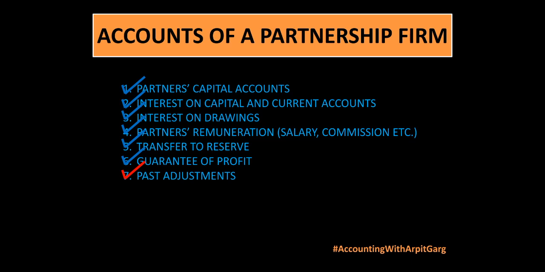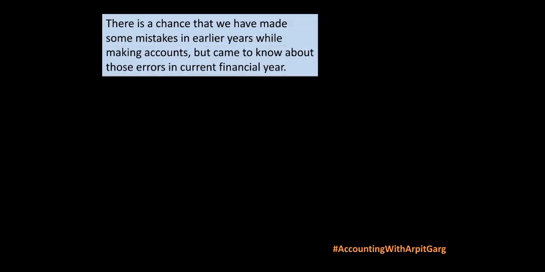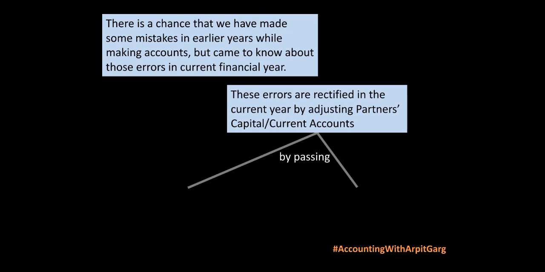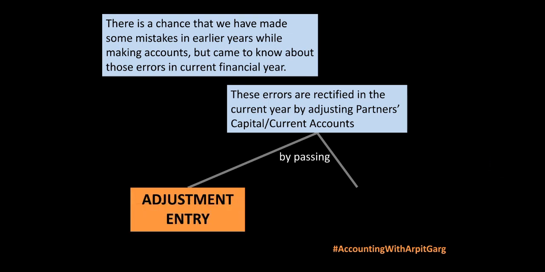What is past adjustment? We are humans and we do make mistakes sometimes. So there is a chance that we have made some mistakes in earlier years while making accounts, but came to know about those errors in the current financial year. Now we cannot go back in those years and modify the accounts there. So these errors are rectified in the current year by adjusting partner's capital or current account. This is done by passing an adjustment entry or adjustment entries.